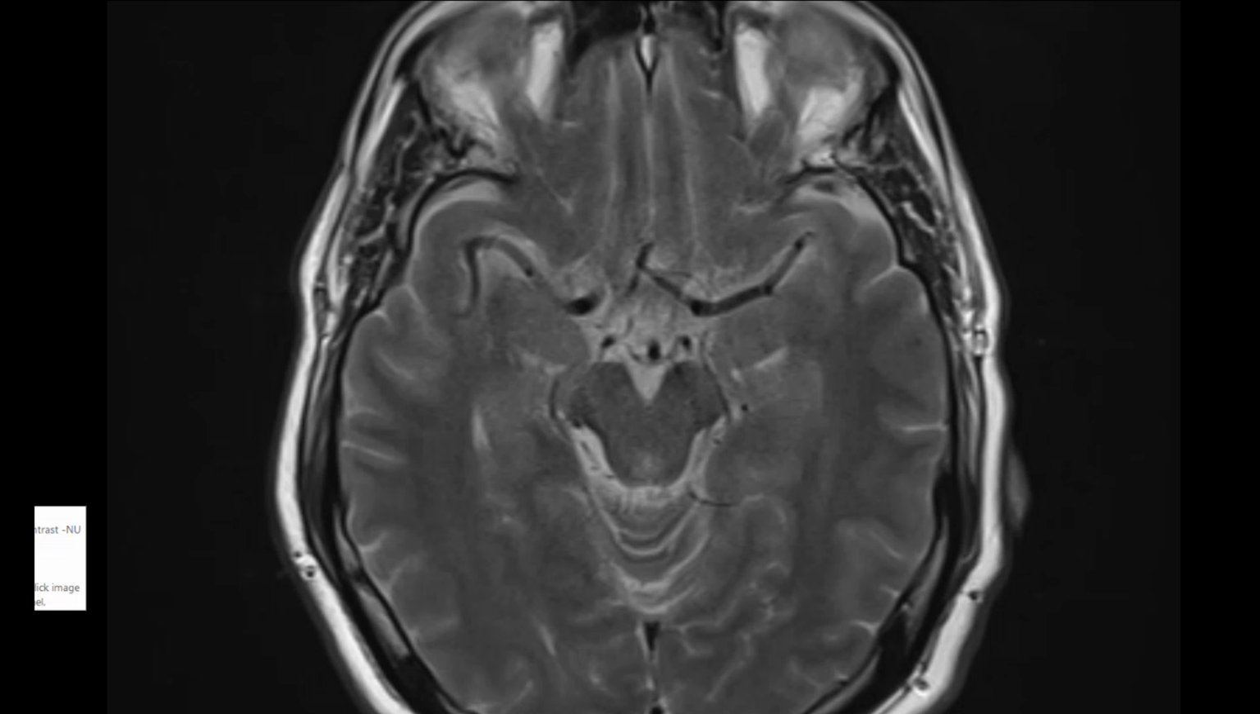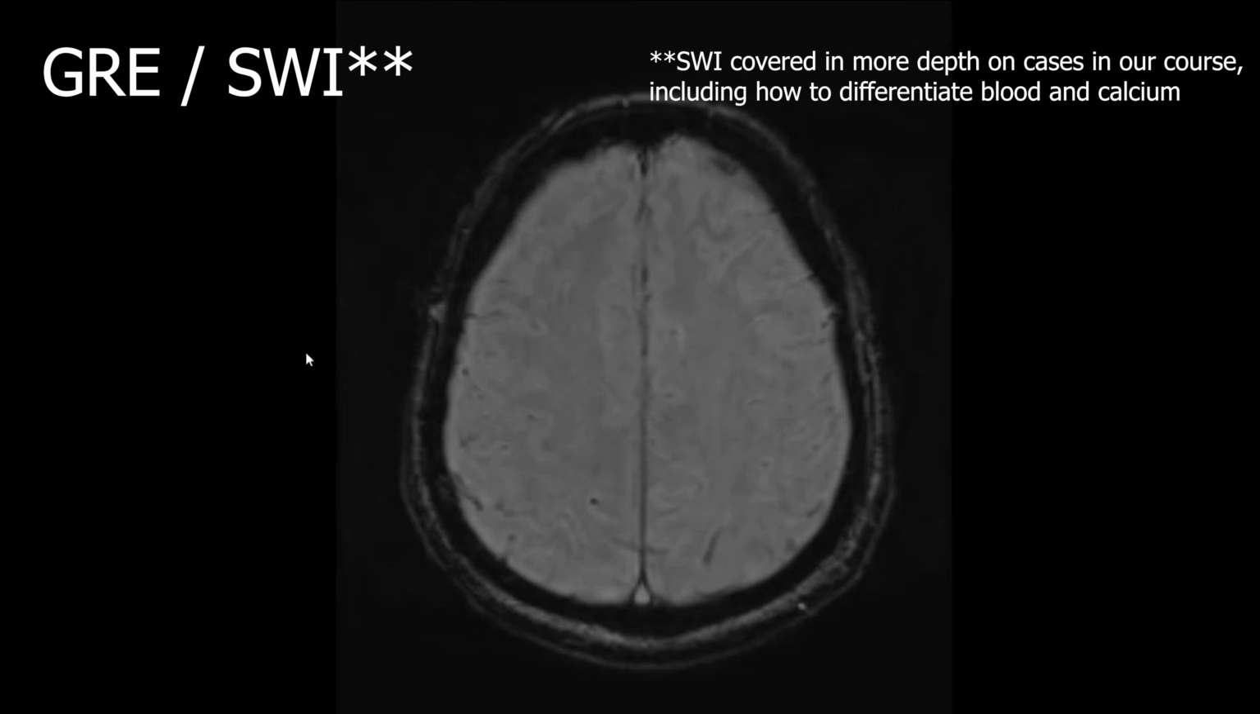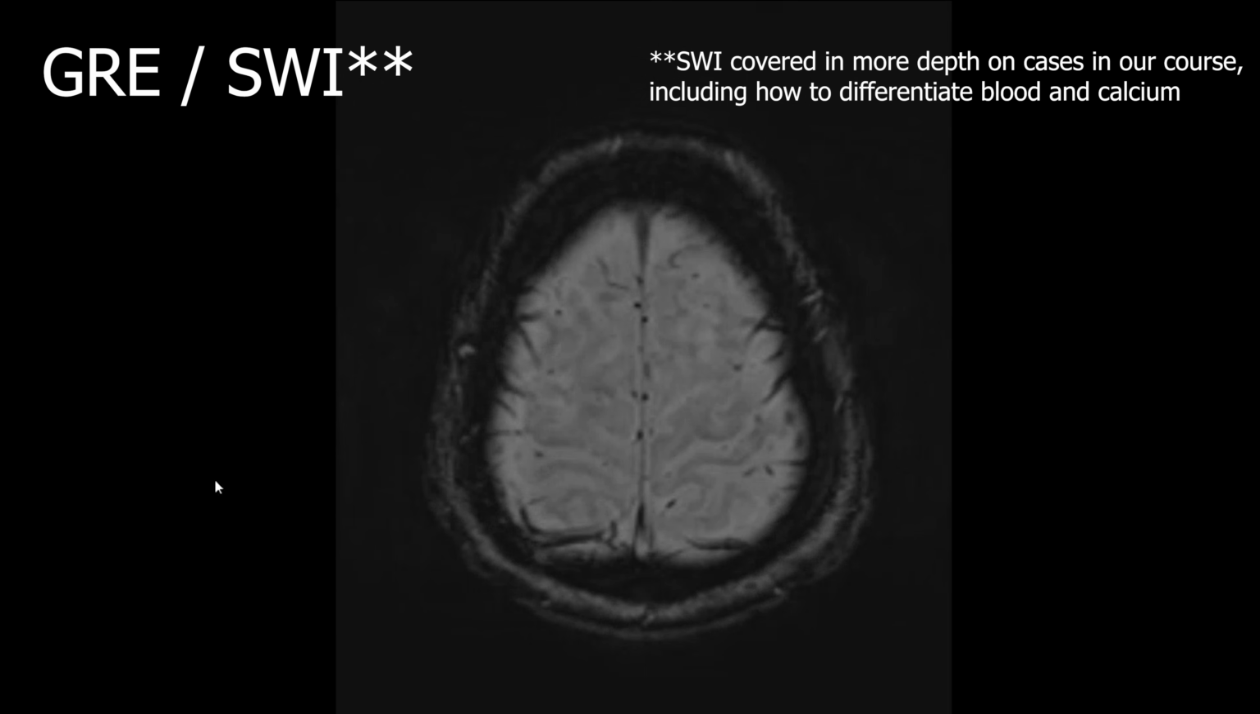The next sequence would be gradient echo sequence, such as this, or susceptibility weighted images, such as this. Either way, what we need to do is look for foci of susceptibility, which can represent hemorrhage or calcification. On susceptibility weighted imaging, there are ways to differentiate hemorrhage from calcification.